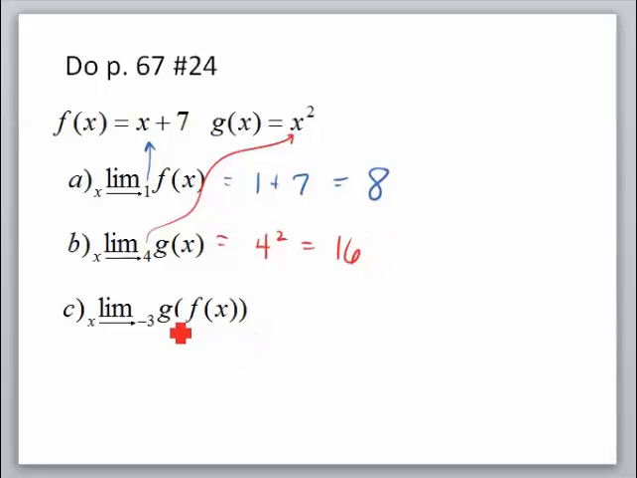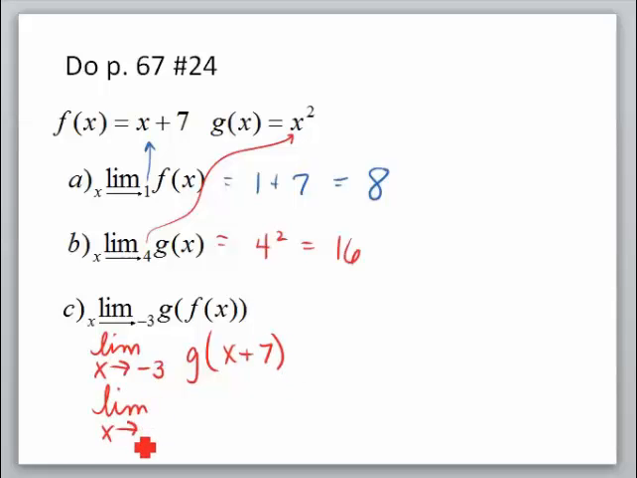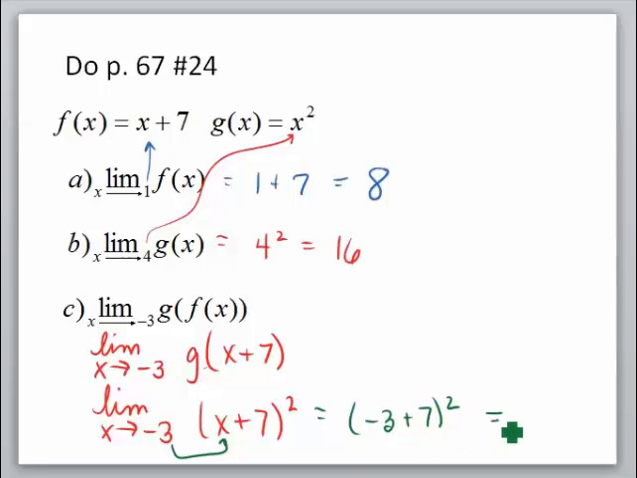And the last one says the composite function. So I'm going to go ahead and figure out what the composite function is first. So I have g of f of x. F of x is x plus 7, so I'll write x plus 7 here. And then I'll have the limit as x approaches negative 3 of g of x plus 7. So I'm going to plug that in for my x value, and I have x plus 7 squared. Now I can go ahead and use direct substitution, and I get negative 3 plus 7 squared. Well, that would be 4 squared, which is 16.